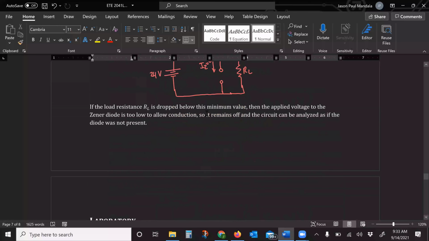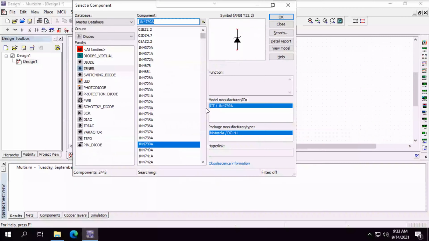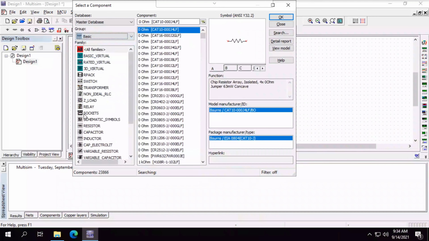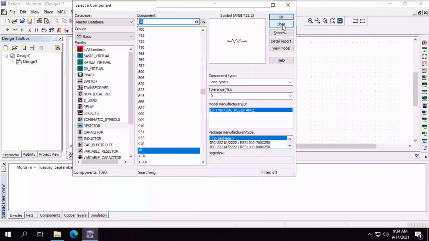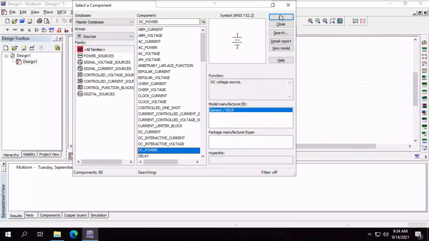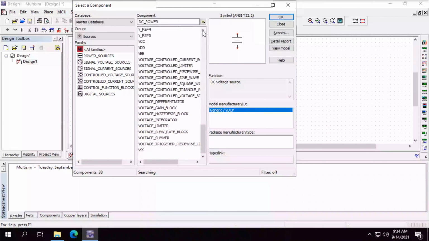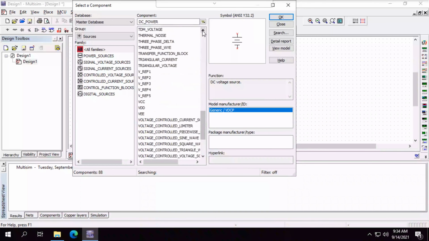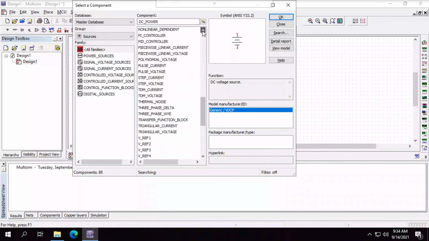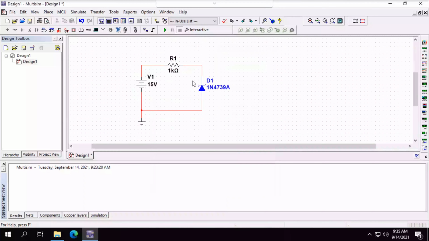The first circuit is a 1.5K resistor. So go to basic, go to resistor. Okay, now I've got the resistor. Now I need a power supply. Go to sources and then DC power. And then I'm also going to need a ground symbol. I'm not sure why scrolling always scrolls to the end of the list every time I do anything. All right, so it was a 15 volt source and a 1.5K resistor.